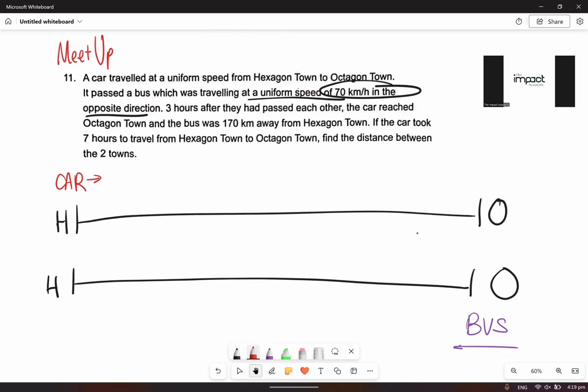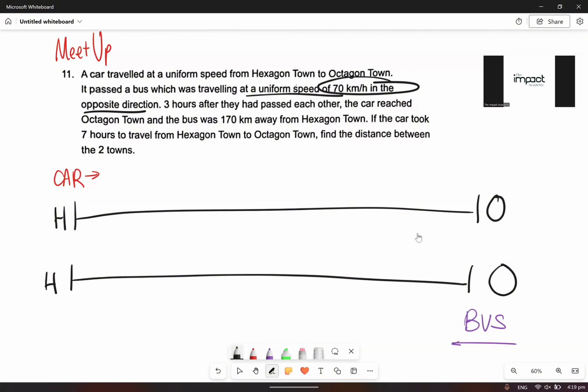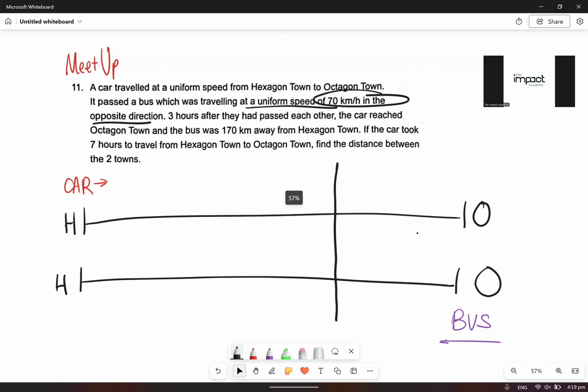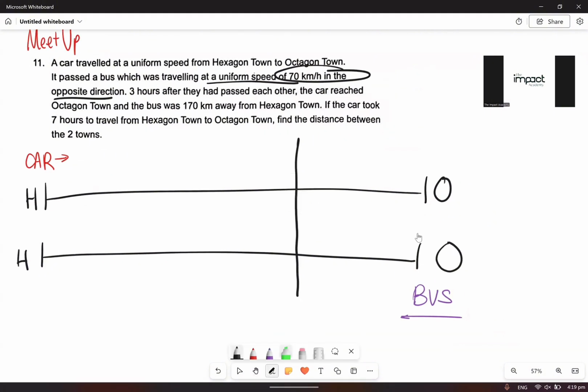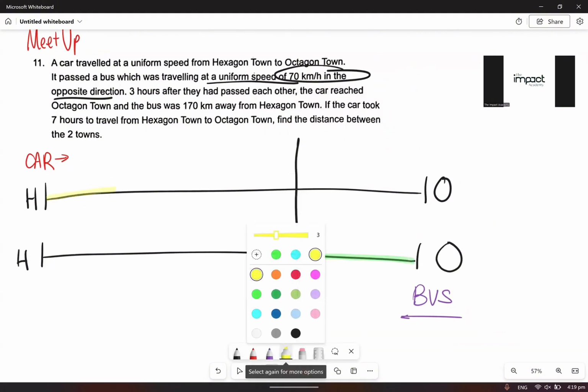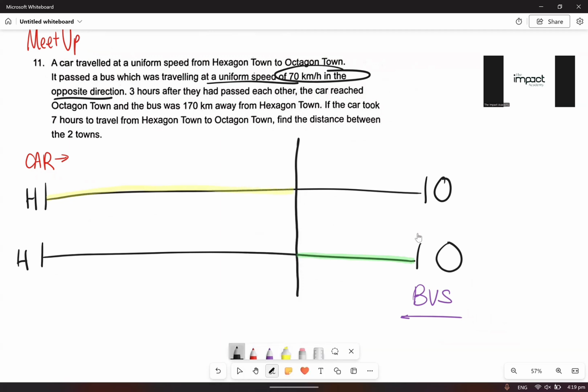So what happens is they met each other somewhere. Where is that somewhere? We don't know. We are just going to assume that it's here. Teacher Joseph, why is it that you put it closer to the Octagon? Because the bus is slower than the car. You think about it logically, definitely the bus is slower, right?